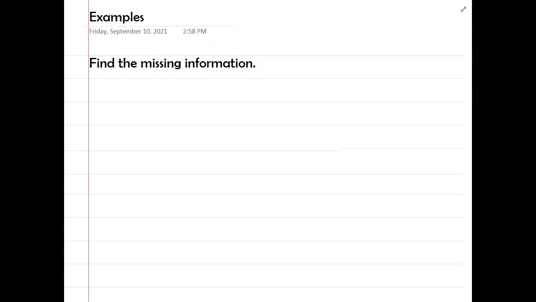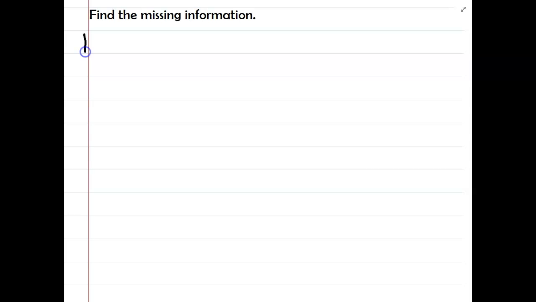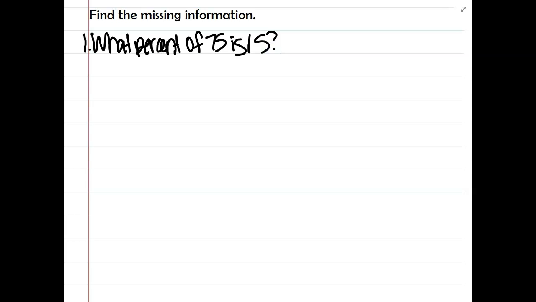The equation for all of them, and make sure you're getting the same answer. Okay? Alright, so find the missing information. Okay, number 1. What percent of 75 is 15?